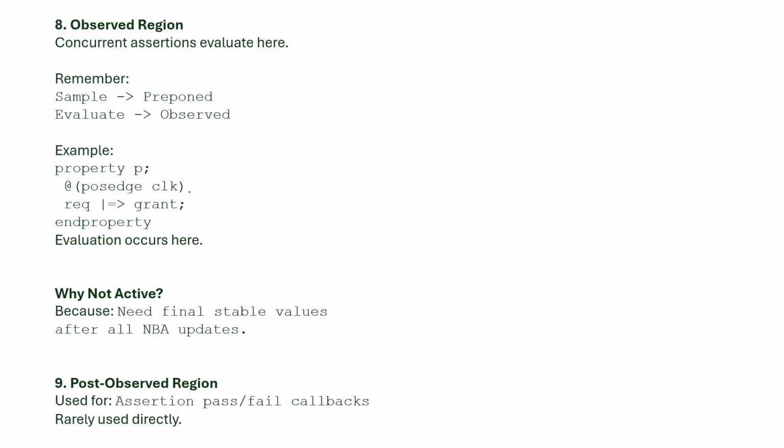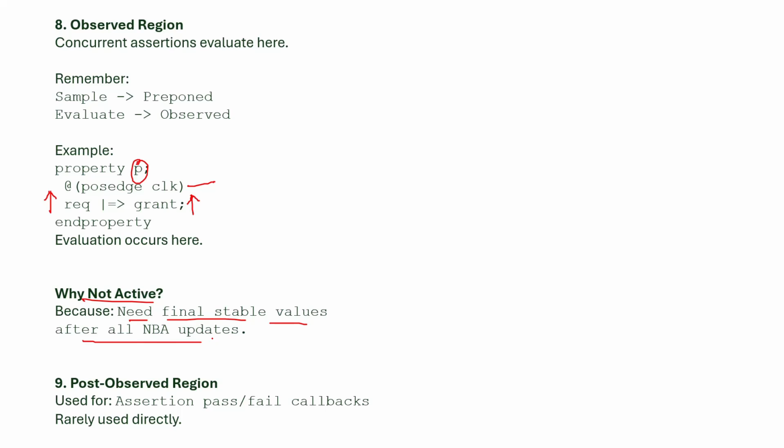See, this is the property name at the positive edge of the clock. Request is high, and then after one clock edge, grant will be high. This evaluation will be done in the observed region. So in the observed region, all the assertion evaluations will be done here. Why not active? Because it needs final stable values. It will be executed after all the NBA updates.